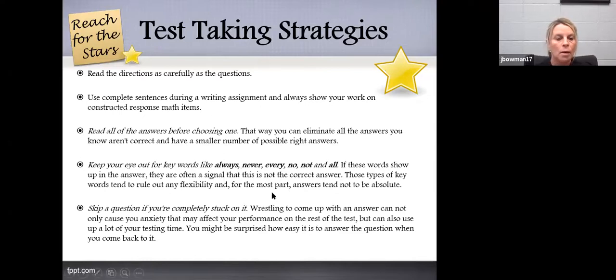and for the most part, answers tend not to be absolute. And then last, skip a question if you're completely stuck on it. Wrestling to come up with an answer can not only cause you anxiety that may affect your performance on the rest of the test, but can also use up a lot of your testing time. You might be surprised how easy it is to answer the questions when you come back to it. And on the LEAP test, on the computer, they're able to flag that question and then come back to it if they have time.